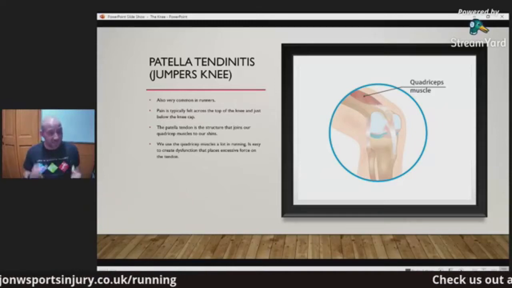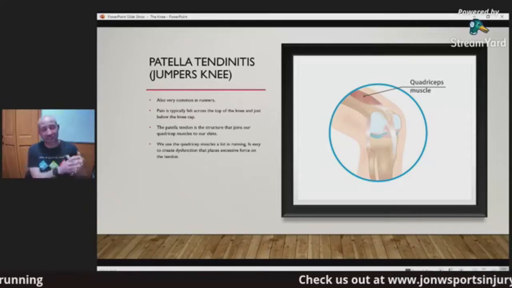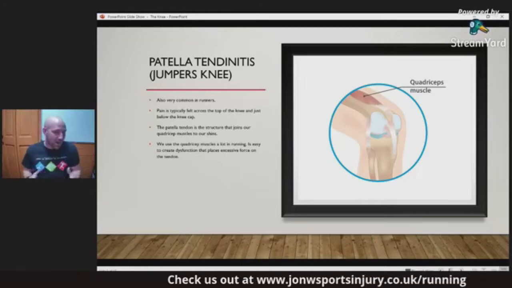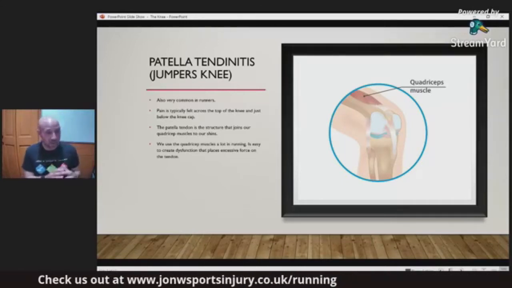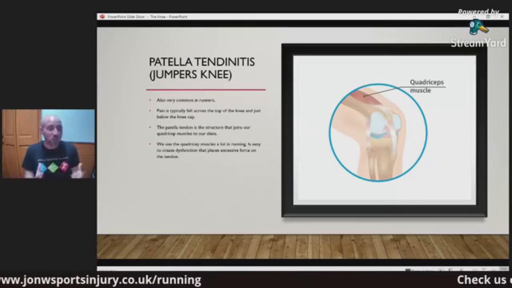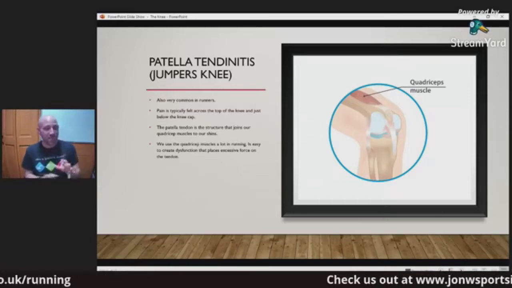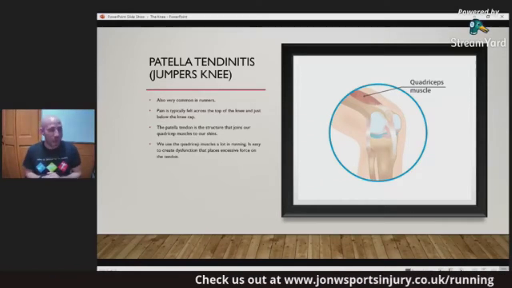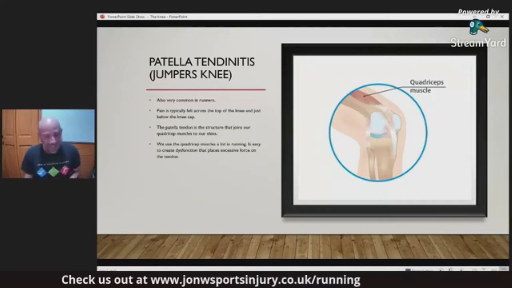So if we get dysfunction in those quad muscles, it creates excessive force at the tendon. It's a bit like the old song that we used to sing at school about the thigh bone connected to the knee bone and things. That's what's happening here. We've got these quad muscles attached to our shin bone, and what happens is they pull away at that structure if we get dysfunction.